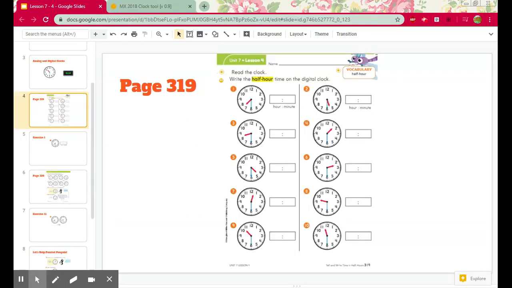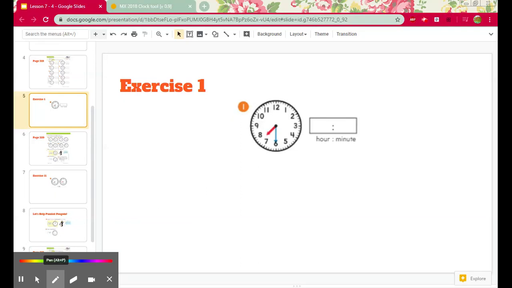Please open up to Student Workbook page 319. For exercise 1, the direction said to write the half-hour time on the digital clock. To do this, let's take a look at the analog clock. Right now, the minute hand is pointing to the 6. It's pointing to the 30-minute mark. Where is the hour hand pointing? It's in between the 8 and the 7. So, which hour has passed?